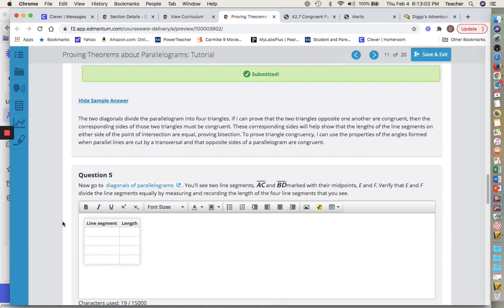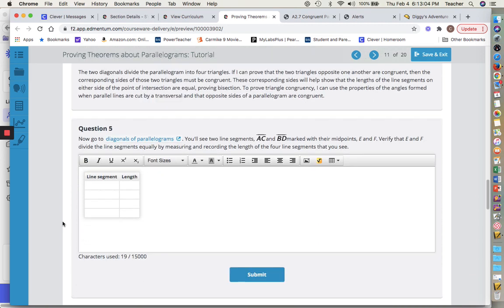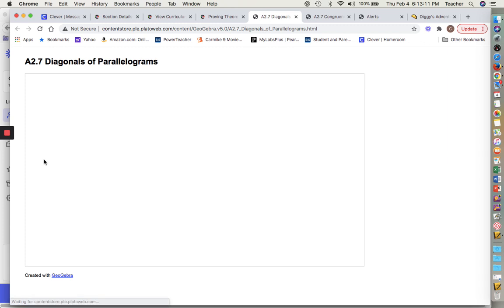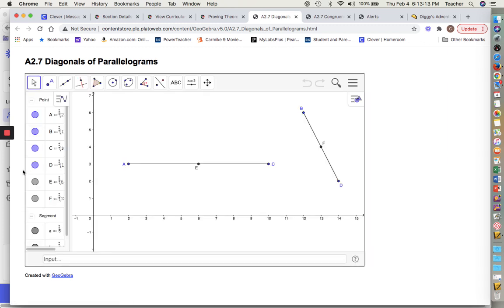All right, question 5. Now we go into diagonals of parallelograms. So we've got a whole brand new geometry here, y'all. That's new. It's never done that before. Oh, okay. I'm looking at line segments. I have no clue what to do.